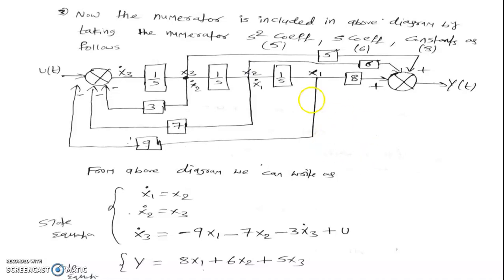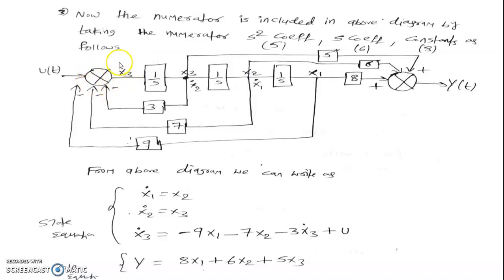Now observe here, what is x1 dot? x1 dot is nothing but x2 from this. That thing I am writing here. Next, x2 dot is nothing but x3 here. That thing I am writing here. Now what is x3 dot? x3 dot is nothing but the output of this adder.